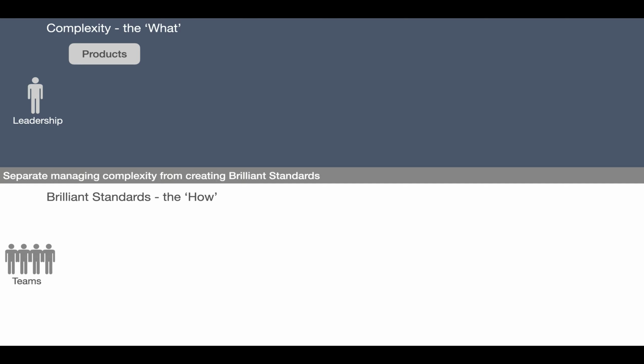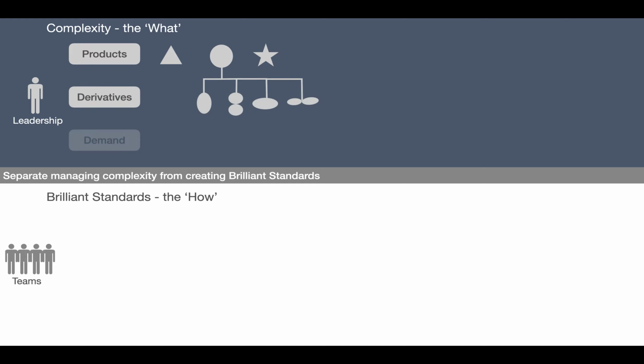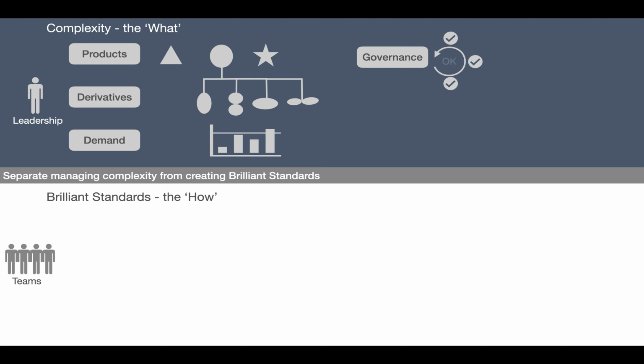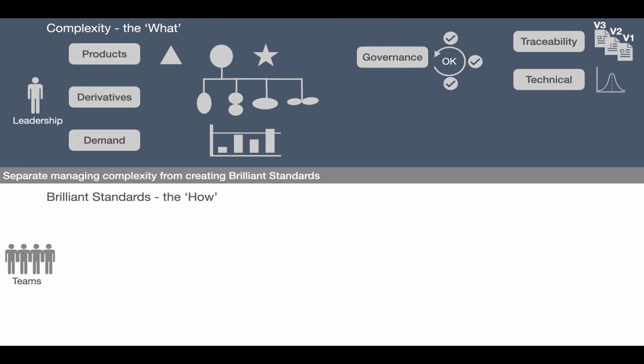So in the complexity, we have the products themselves, which then have derivatives, and we have a demand picture, all of which are built prior to then going on to build standards. We have a built-in governance process that can be as simple or as complex as you need it to be. Full traceability, so not having to worry about that when you're writing the standard itself. And we've got the technical information that we can then capture.